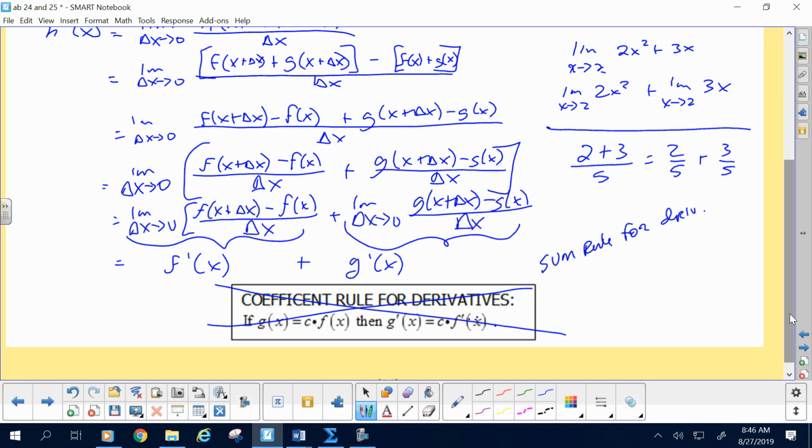Okay, so it's already written for you. So if you get a function that's the sum of two functions, if you want the derivative of it, you can just take each derivative separately. Cool.